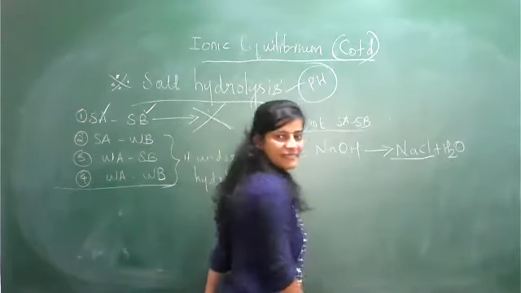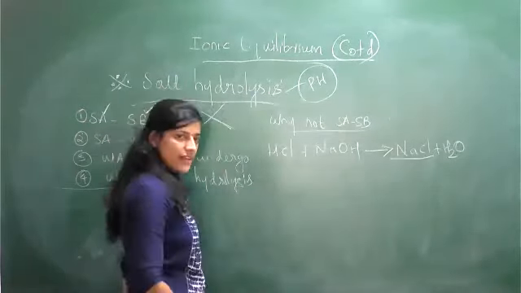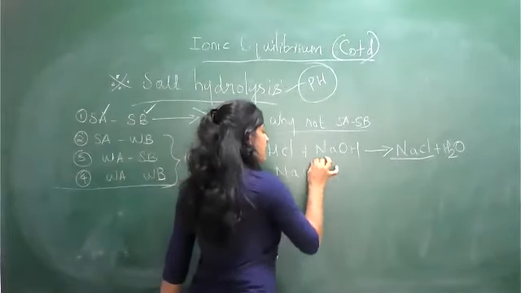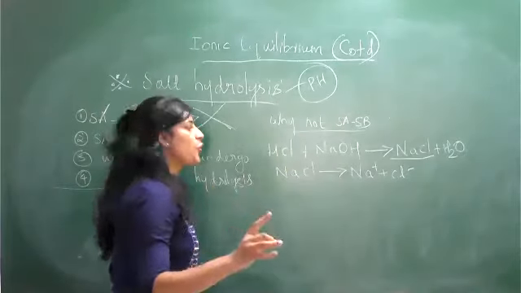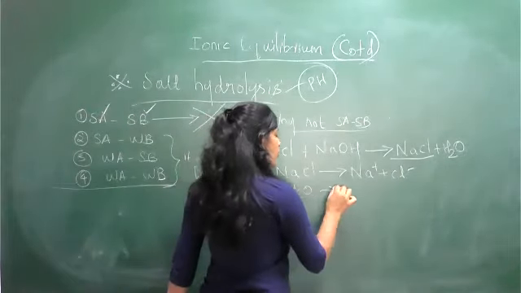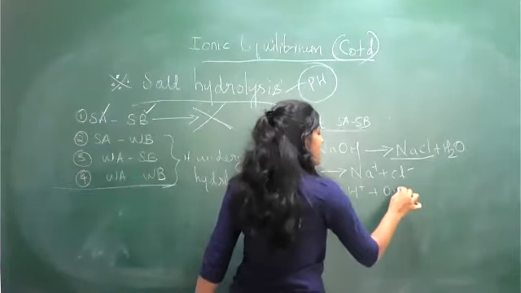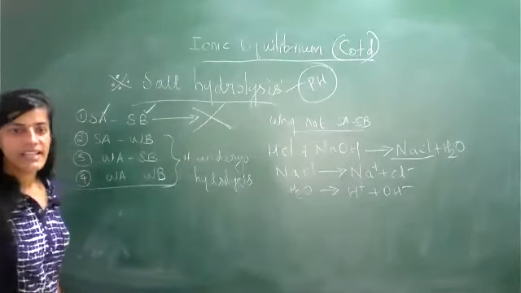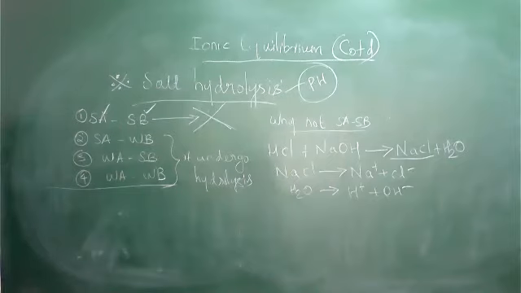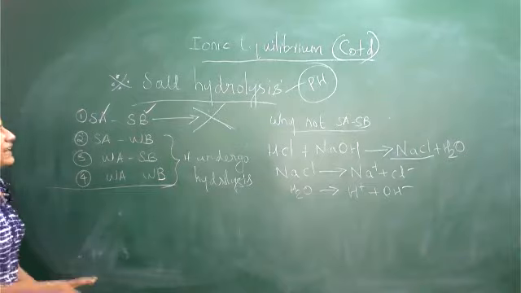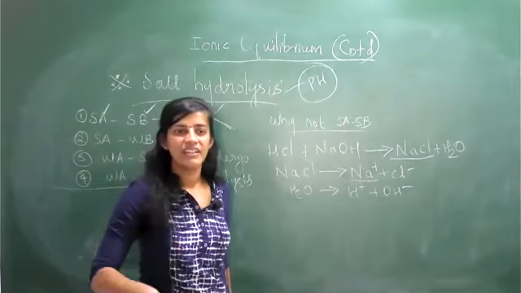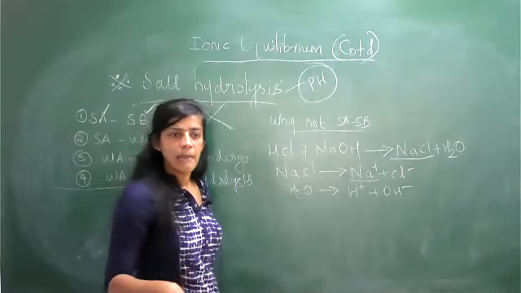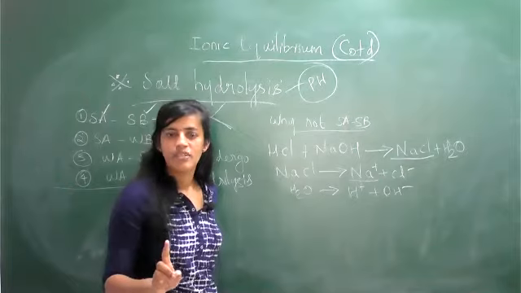So you will get a salt. Now concentrate only on that salt. NaCl will dissociate into Na plus and Cl minus. The H2O molecule also dissociates to form H plus and OH minus ions. These are the possible ions present in the aqueous solution. What about the definition? The salt ions, how they interact with OH minus and H plus ions, that is called salt hydrolysis.